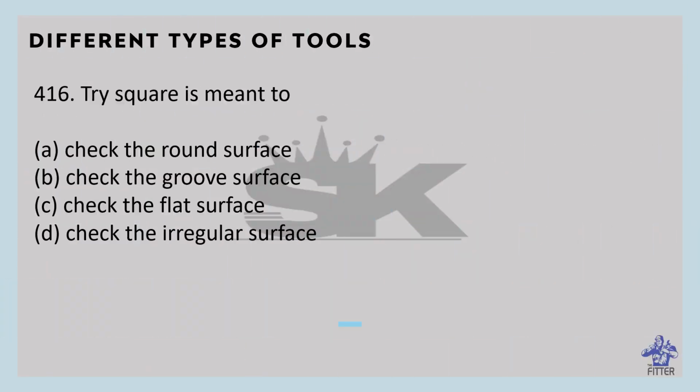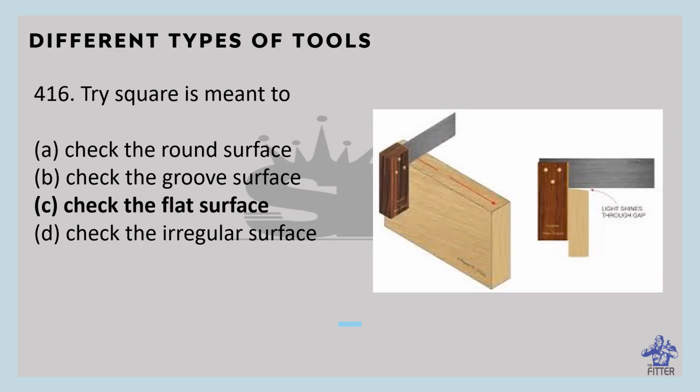Tri-square is meant to check flat surfaces. So here in the second image you can find that a light slide cut is there, right? So this is not flat. For this kind of works we can use the tri-square to check the flatness.